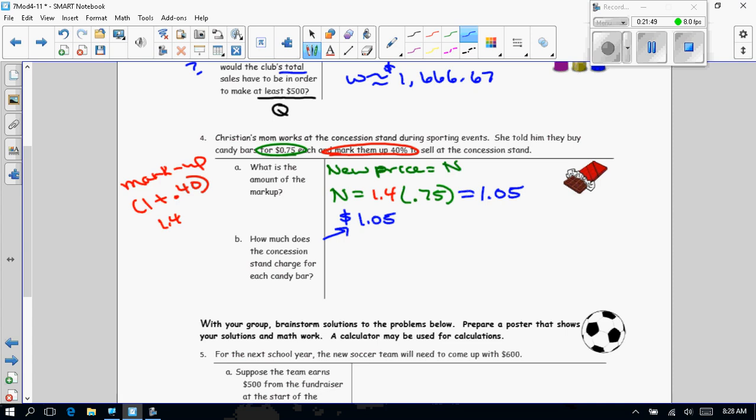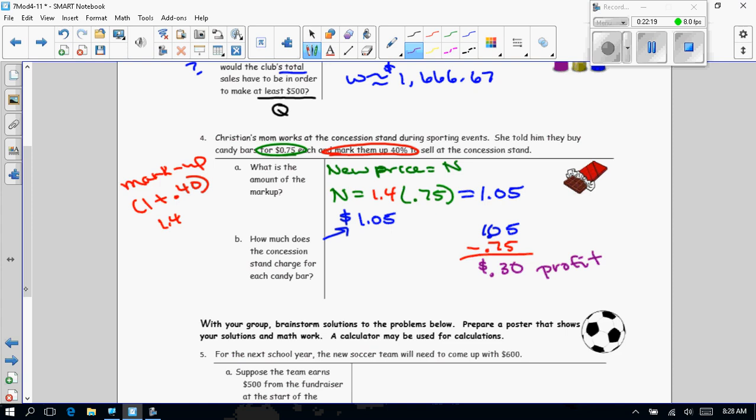And the question is, what is this markup? How much money are they making on this? I did these in a weird order, but that's just how my brain works on these. So I'm going to take $1.05 and subtract the 75 cents that they paid for it. How much profit did they actually make? They made 30 cents profit, or 30 cents in their markup.